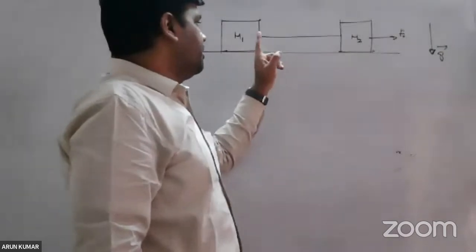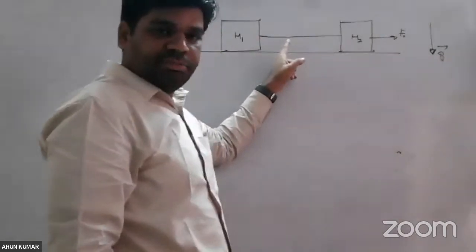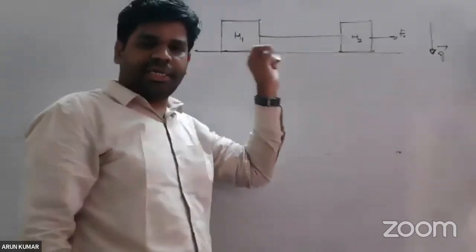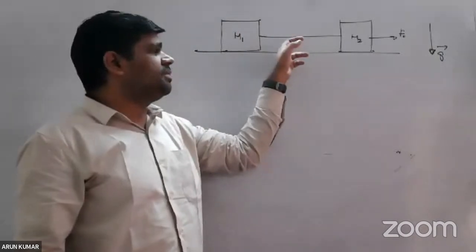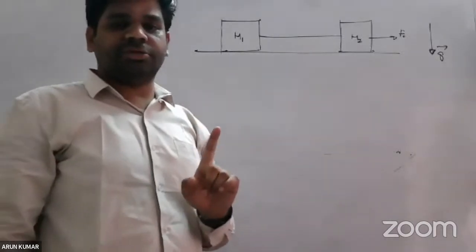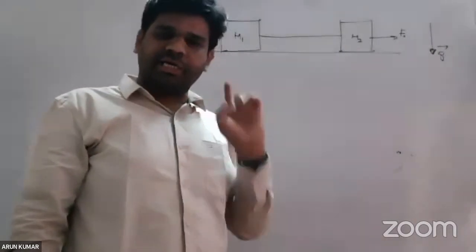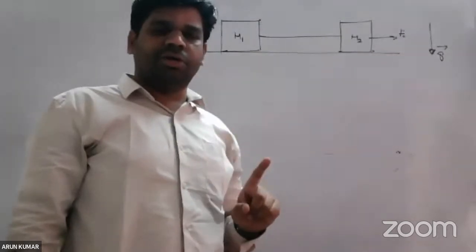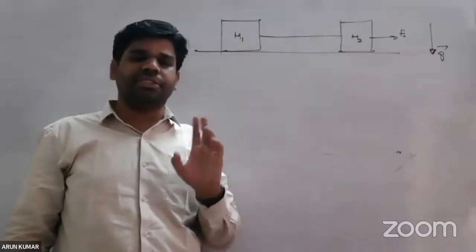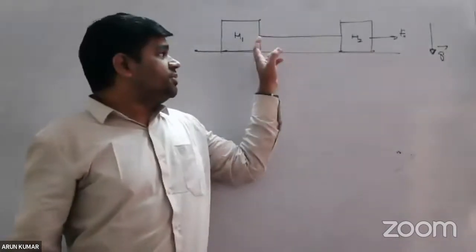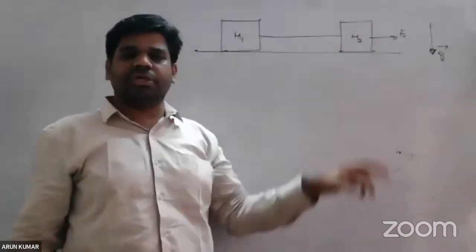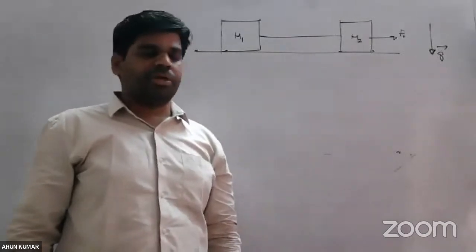Listen. If the string is massless, it is not that the mass is zero practically, but if the string is so thin and light compared to these masses, we say the mass is zero. We say the string is massless. It doesn't mean the string does not have mass at all. Practically the string has mass, but we say the string is massless or light. If the question says the string is light or massless, that means the mass of the string is zero, which implies the tension throughout the string is constant. If it is massless, the tension throughout the string is constant. T.